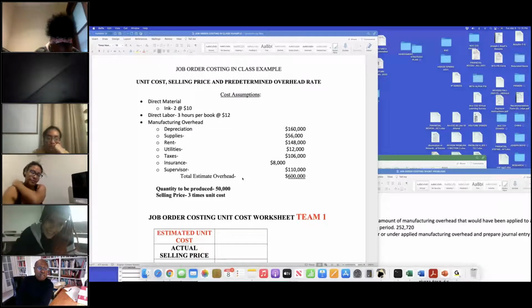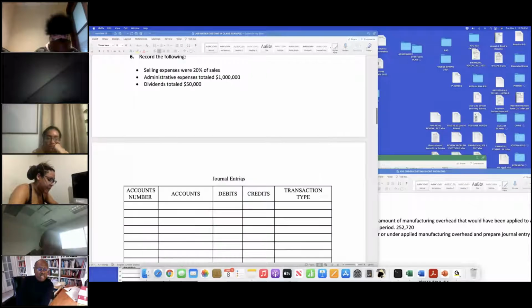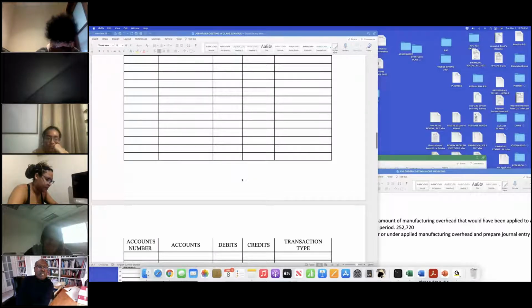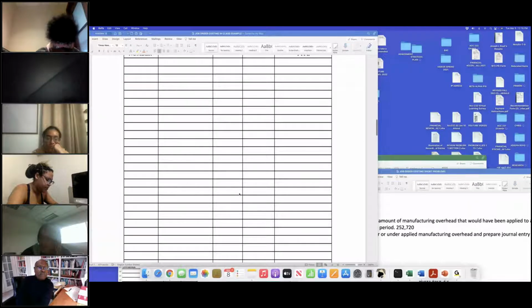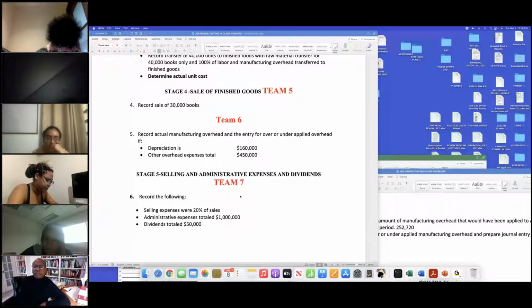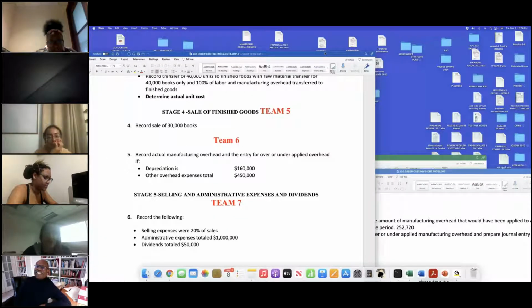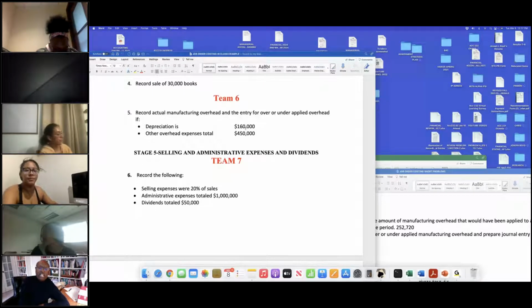Now, this is only 10 or 12 journal entries. So how much time per journal entry? Valenciano, you've been quiet today. How much time per journal entry? Like a minute or two. Okay, a minute or two. So you got to get your journal entries done. You got to get them posted to the ledger. You then got to do your trial balance.